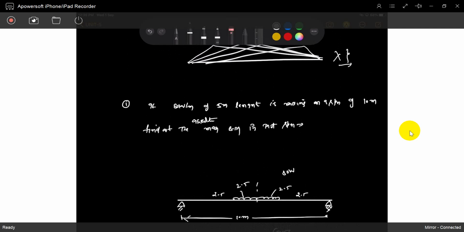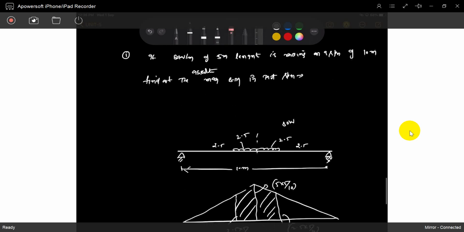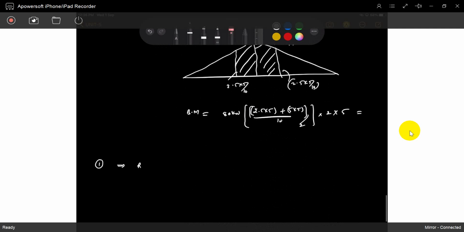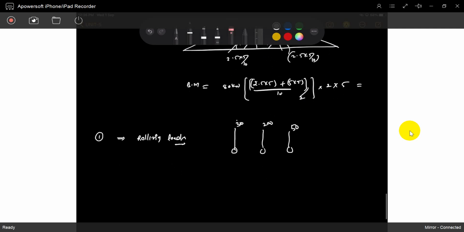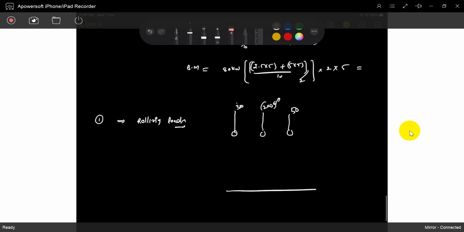This is very simple for uniformly distributed load, but rolling loads are somewhat difficult, because the maximum may not occur exactly at the center, as the load intensities are different. If some rolling loads are there, say 50, 200 and 30, you can easily say that it's not exactly at the center, but it also depends on the concentrated loads.